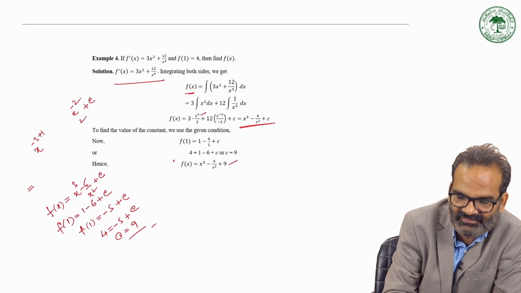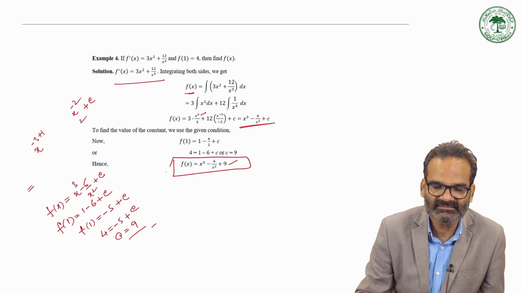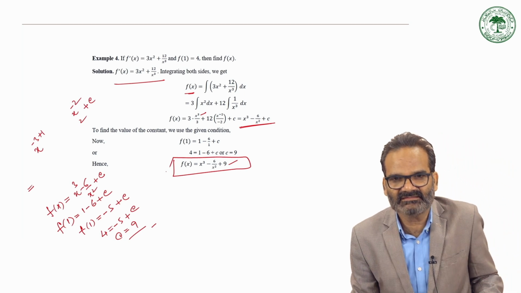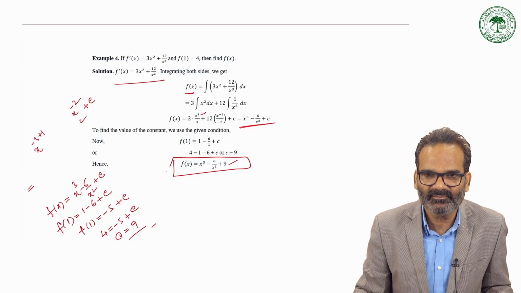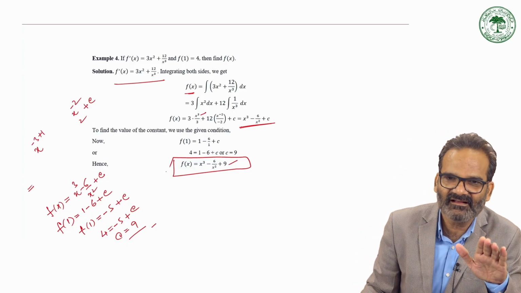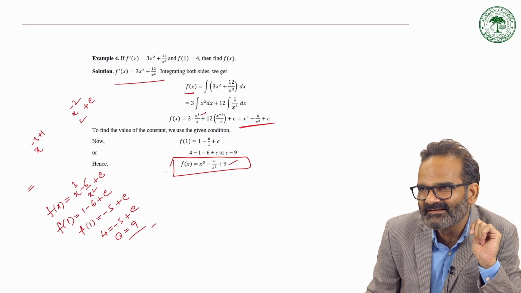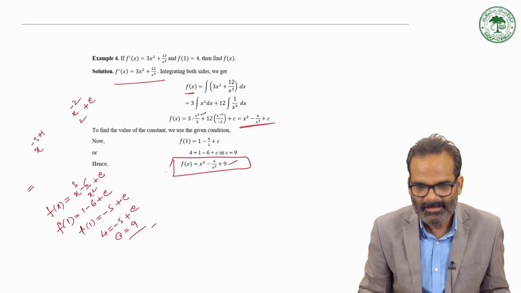So put the value of c in our original function. We will get the function as f of x is equals to x cube minus 6 upon x square plus 9 is the required function. And if this function is correct, you can find out its derivative. You will get 3x square plus 12 upon x cube as its derivative, right?